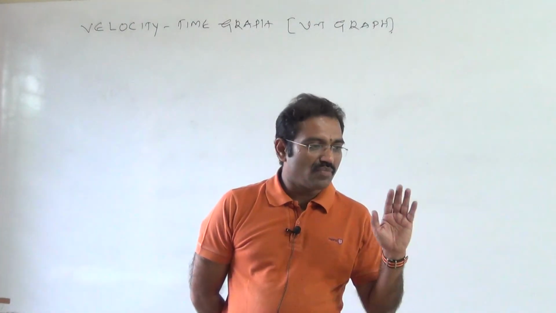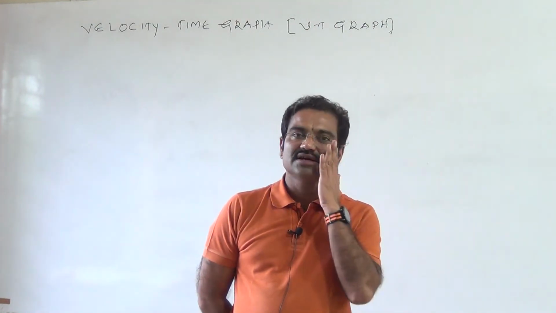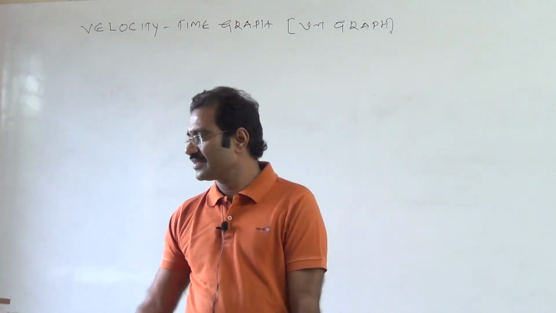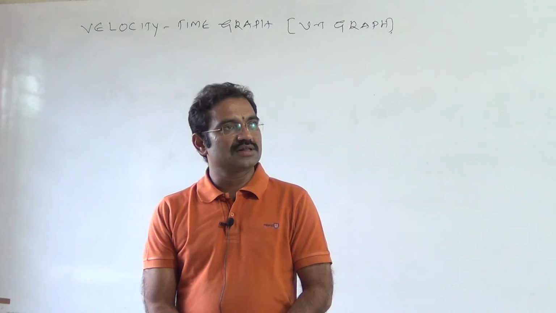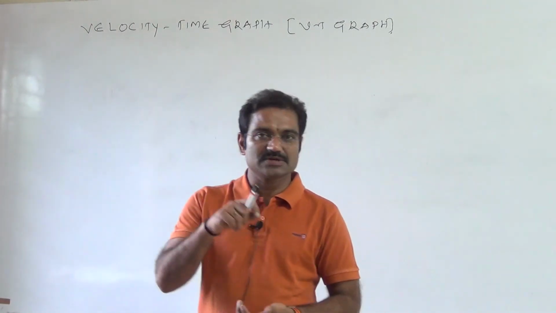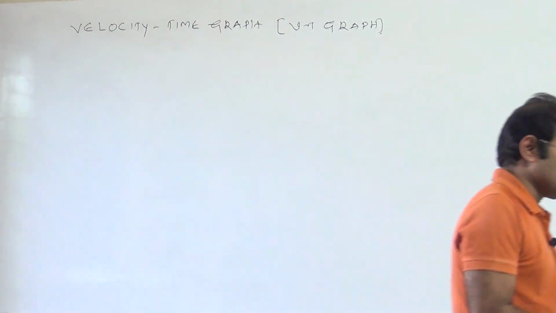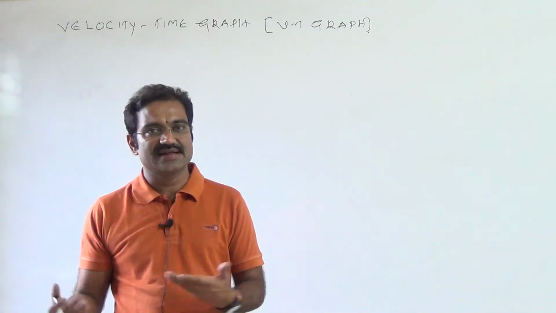A body is said to be at rest if it does not change its position with respect to surroundings and the time. For example, right now I am at rest. Or the particle is said to be in motion if it changes its position with respect to surroundings and the time. I am in motion now because I am changing my position with respect to these surroundings as well as the time.